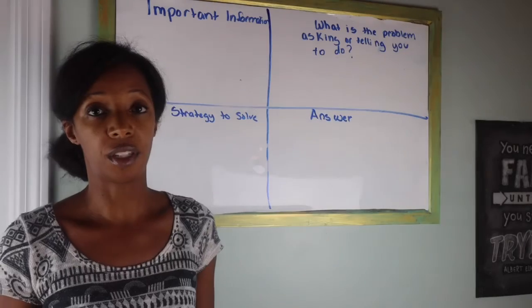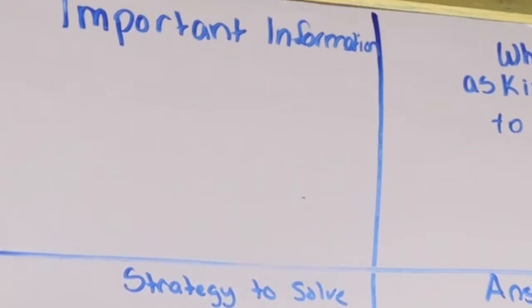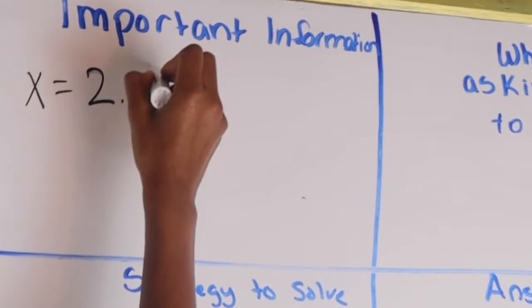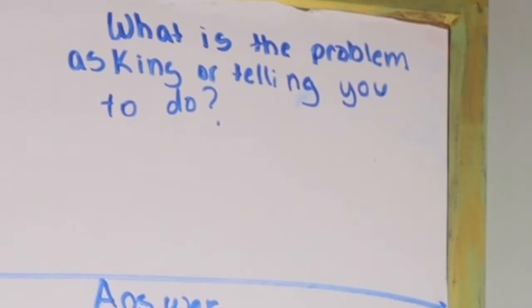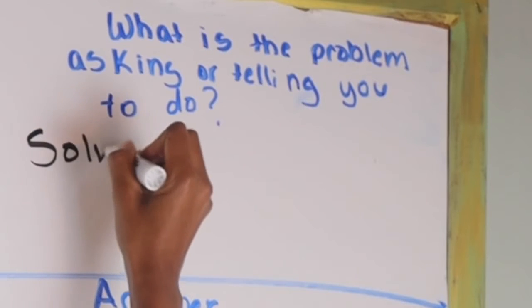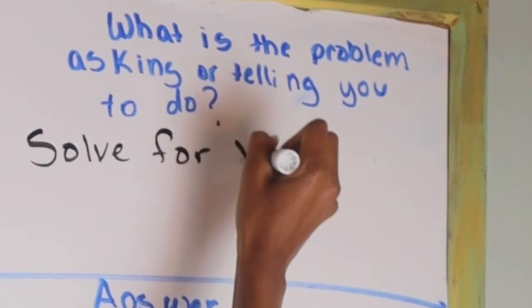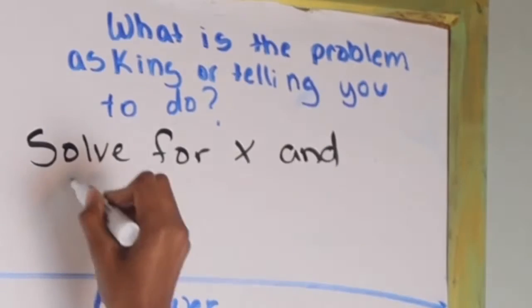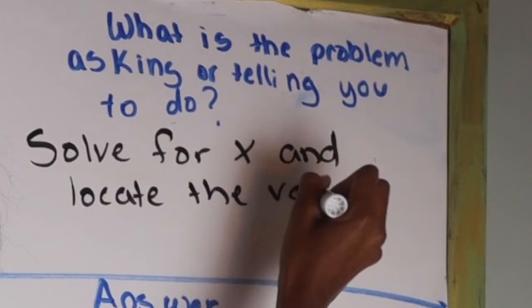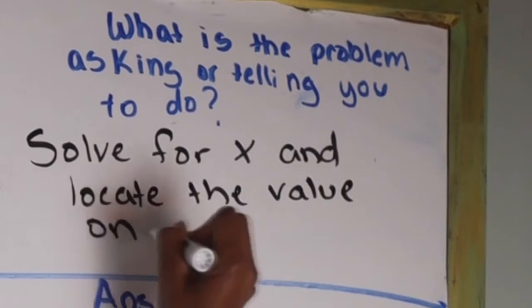The important information that we are given in this problem is x equals 2.5 minus 8. And we're asked to solve this problem and then locate it on a number line. So, what is the problem telling us to do? Solve for x and locate the value of x on a number line.